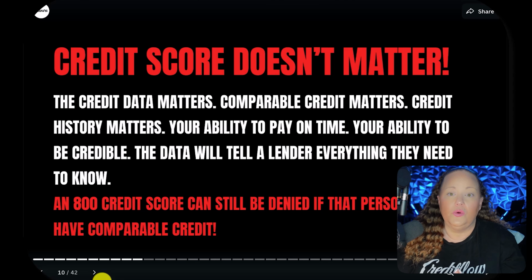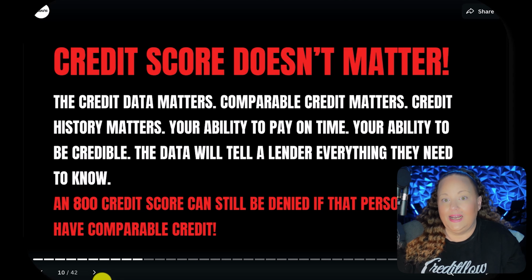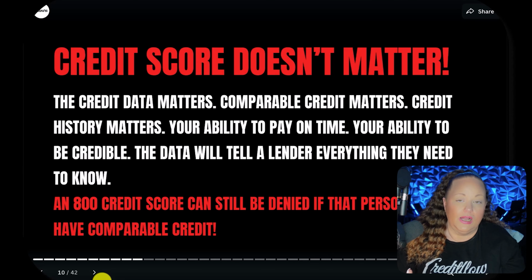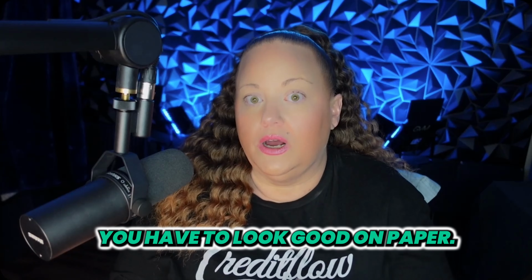You have to show your ability to manage multiple types of credit accounts and not show to be a risk. What is risky behavior? Late payments, charge-off accounts, collection accounts, bankruptcies, too many inquiries, all right? You have to understand how to look good on paper.